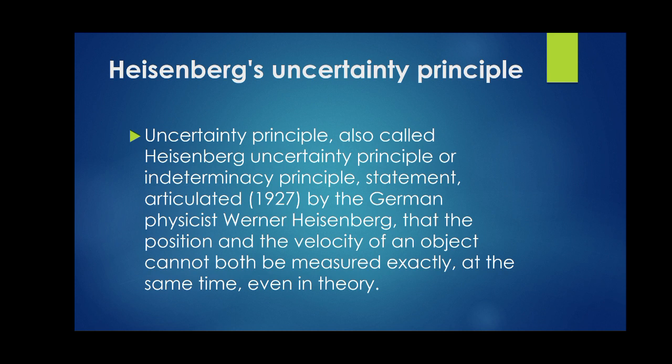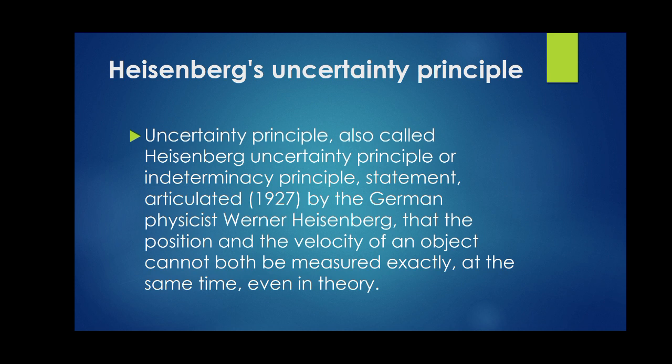The uncertainty principle, also called Heisenberg's uncertainty principle or indeterminacy principle, is a statement articulated in the year 1927 by the German physicist that the position and the velocity of an object cannot both be measured exactly at the same time, even in theory. So this is Heisenberg's uncertainty principle.